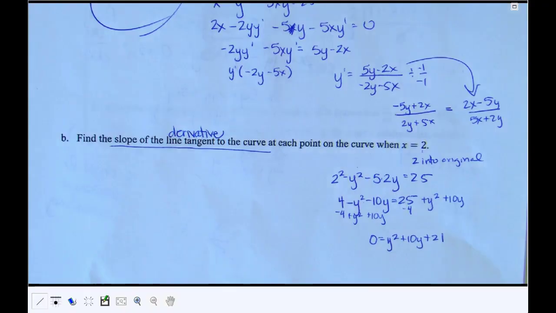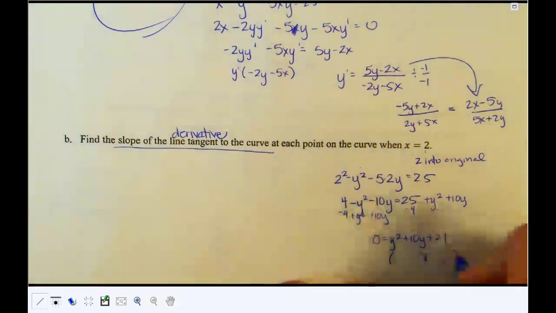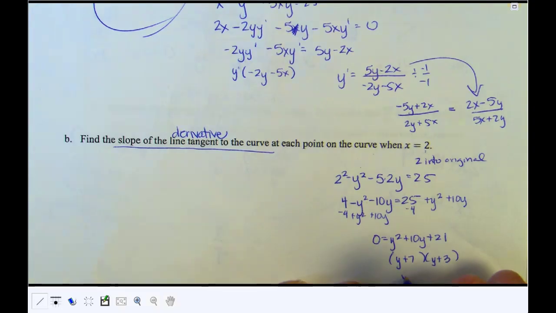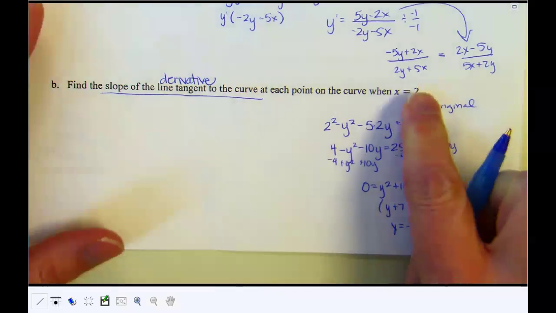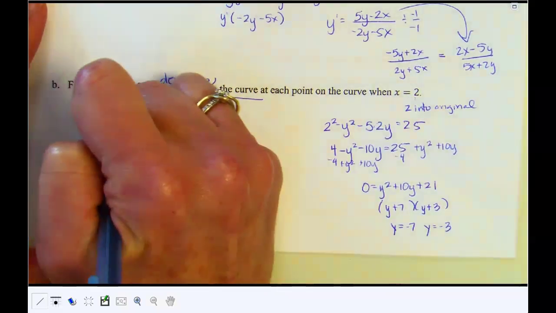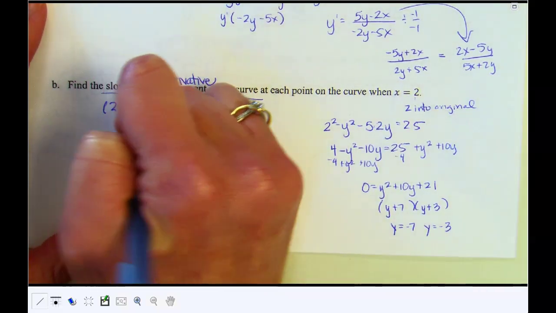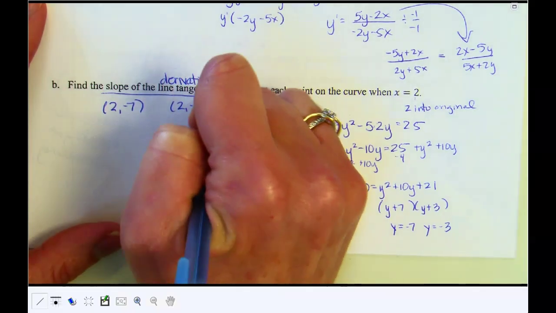Now, we're assuming this is a no calculator. I am assuming this because this is factorable. What's it factor to? So y plus 7, y plus 3. What are my two y values? Negative 7 and negative 3. Now you have two coordinate points. You have (2, -7) and you have (2, -3).